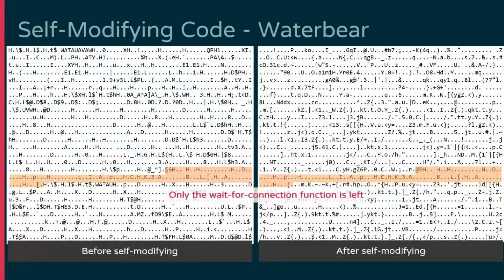For example, you can see that only the function waiting for the connection will be decrypted during execution, and the others are encrypted after self-modifying code.